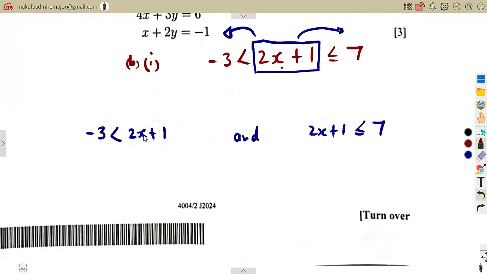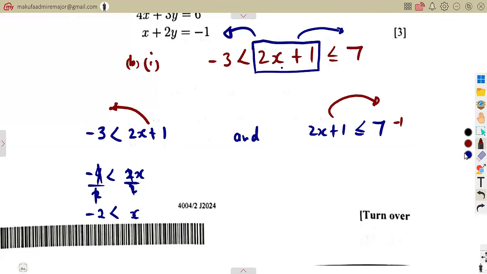You can solve them. Transposing this to the other side, it becomes negative: negative 3, negative 1, which is negative 4, is less than 2x. Divided by 2, divided by 2, so x is greater than negative 2. You do the same thing for the other: transpose the 1, it becomes negative 1. So 2x is less than or equal to 7 minus 1, which is 6. Divided by 2, so x is less than or equal to 3.